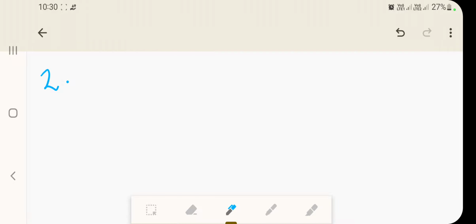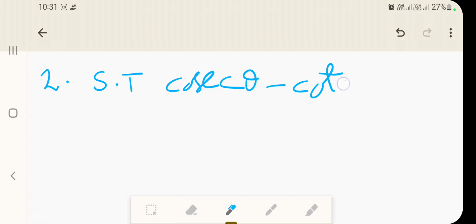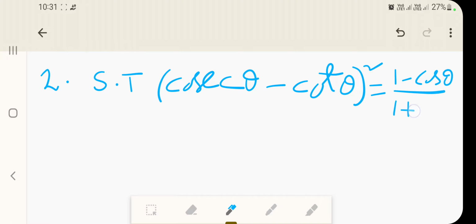In the previous lecture video we have solved 3 questions of problem number 1. Now here we are going to solve problem number 2, where they have given: show that (cosecant theta minus cot theta) whole square is equal to (1 minus cos theta) divided by (1 plus cos theta). This is what they are asking to prove.